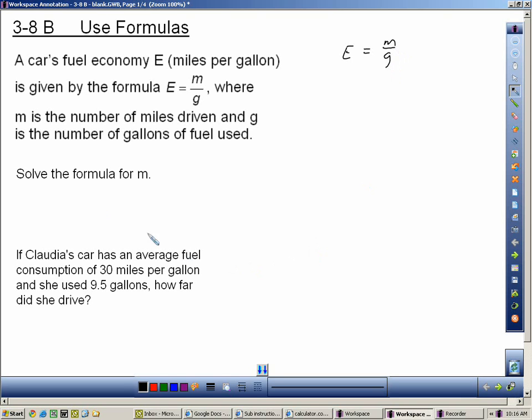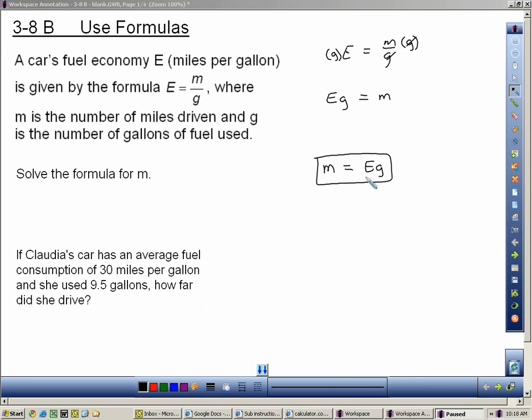Now we're told to take that formula and solve it for M. To isolate this M, I have to get rid of a G. Well, the G right now is connected with division. To remove division, I'm going to multiply both sides by G. Now I'm going to write this left side as capital E G equals, the G's over here will cancel, leaving me with an M. So if I simplify that and put the M on the left, I get M equals EG. I have just solved my formula for M.